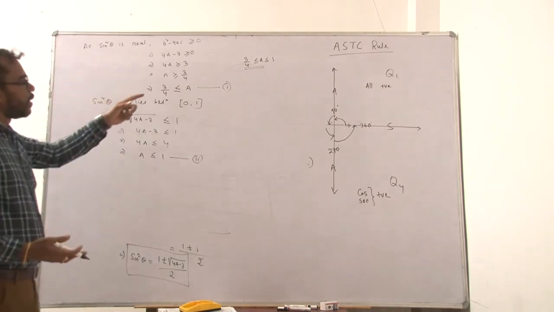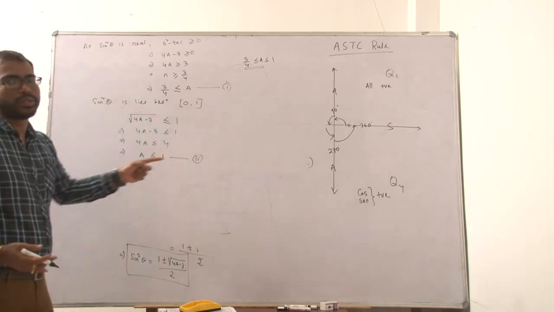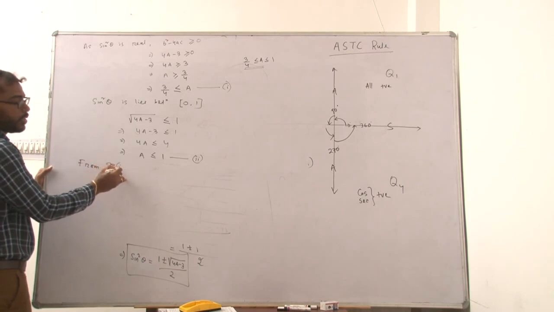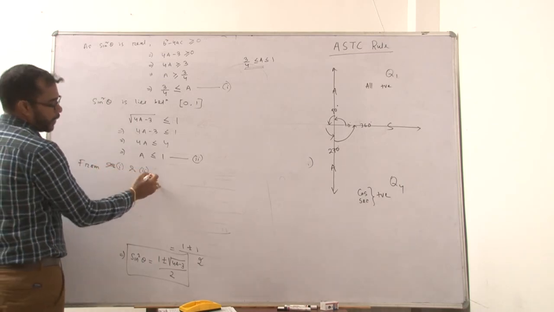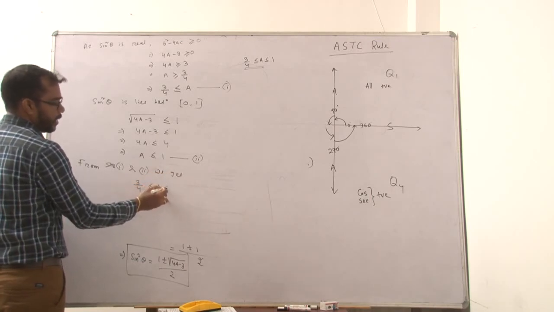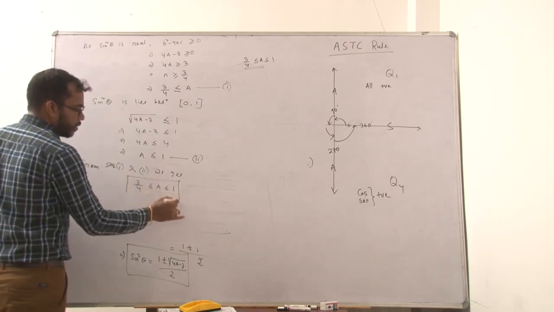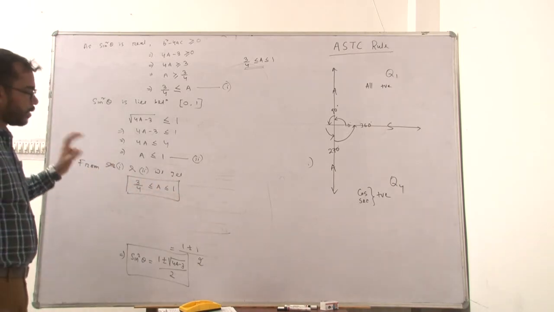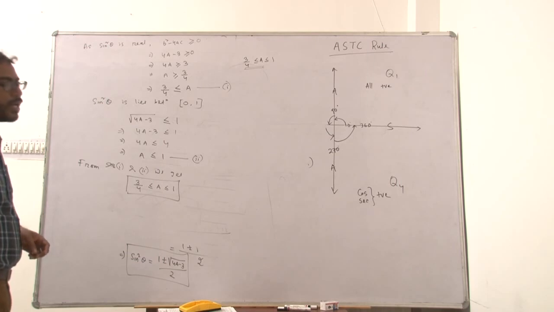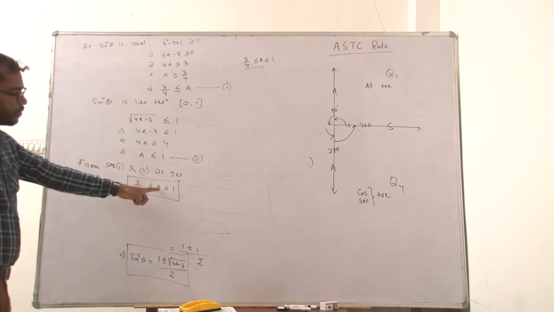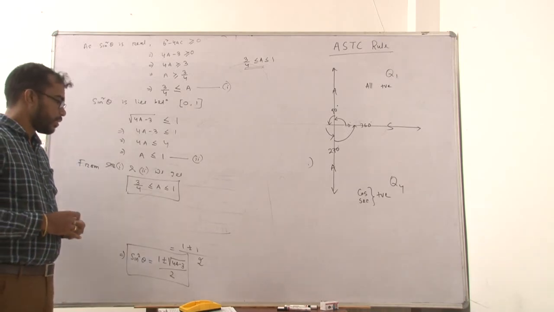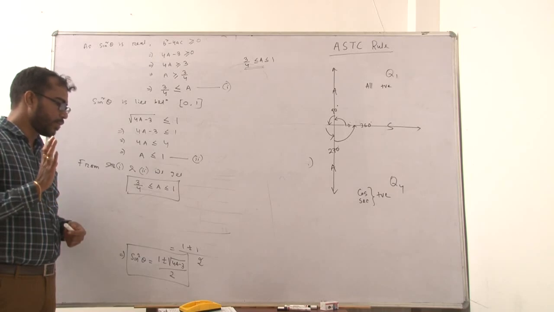If we take equations 1 and 2, from equations 1 and 2 we get 3 by 4 is less than or equal to a is less than or equal to 1. And that is the solution, and that is the proof of the value in question number 10. So a lies in 3 by 4 to 1. So this is the total question number 10.